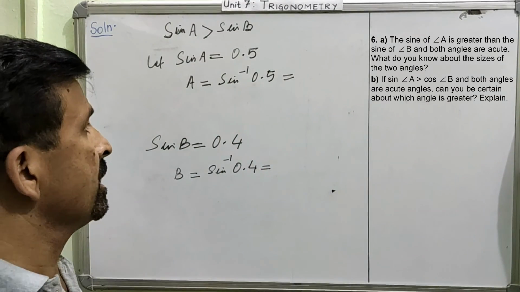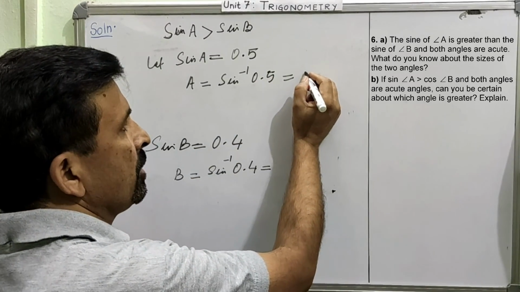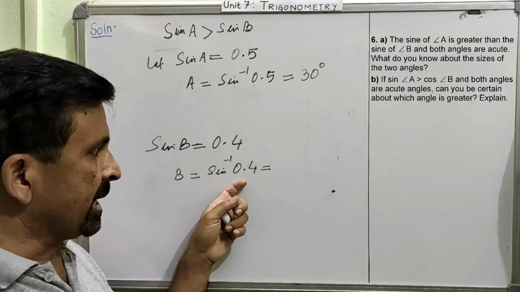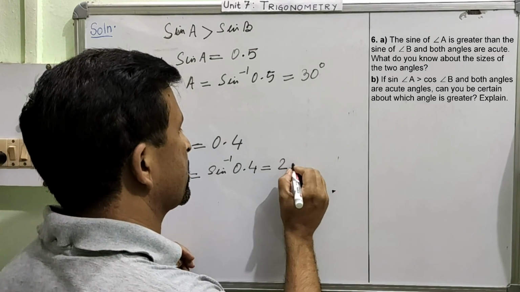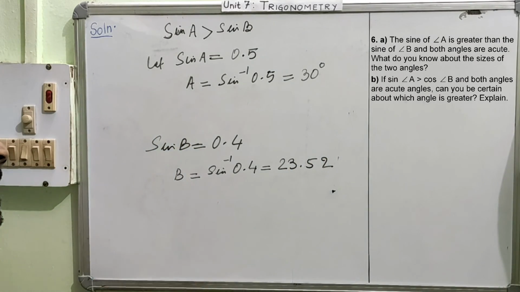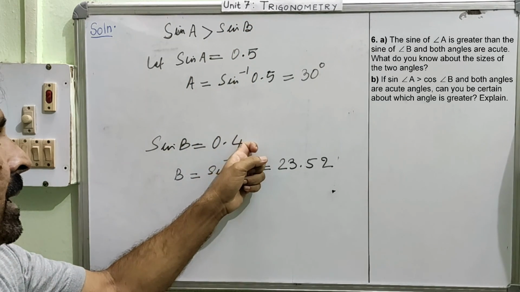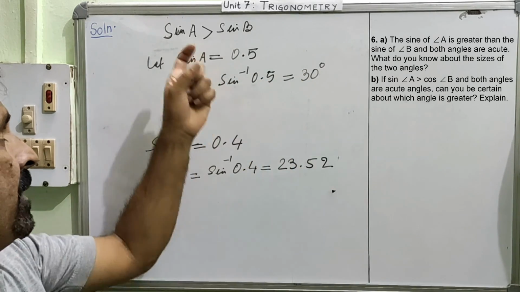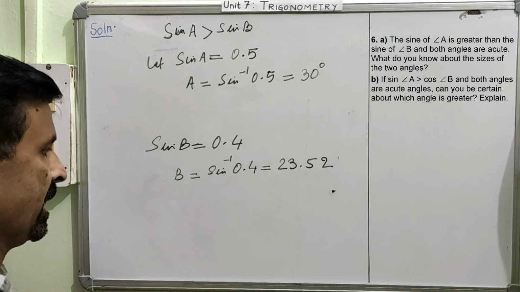So using the calculator, when I calculated the value of sine inverse 0.5, I got 30 degrees. And when I calculated sine inverse 0.4, the value I got was 23.52. Now you can give the conclusion. When sine A was greater than sine B, we took a value of sine A greater than the value of sine B, and then when we calculated the angle, what we found is angle A is greater than angle B. That means when sine A is greater than sine B, angle A also will be greater than angle B. So this is the final conclusion.